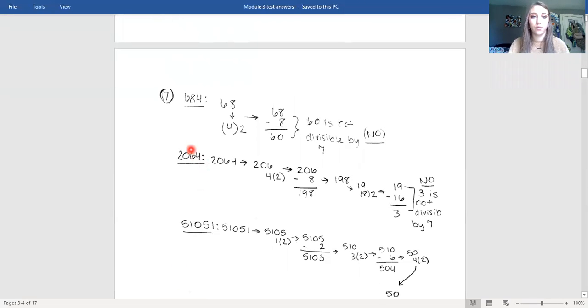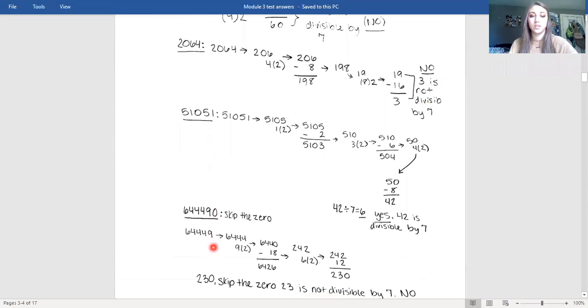Okay, so now we're going to go to sevens. You take 684; you take the last digit, 4, and multiply it by 2. Then it's 68 minus 8, which is 60. 60 is not divisible by 7, so no. For 2064, you take off the 4 and multiply it by 2. 206 minus 8 is 198. Then with 198, you take the 8, multiply it by 2, so you get 19 minus 16, which is 3. No, 3 is not divisible by 7.